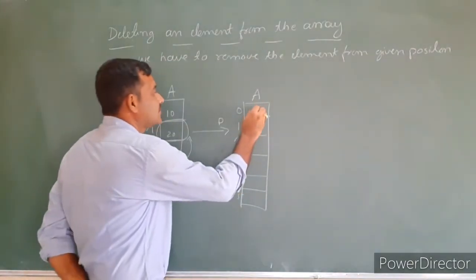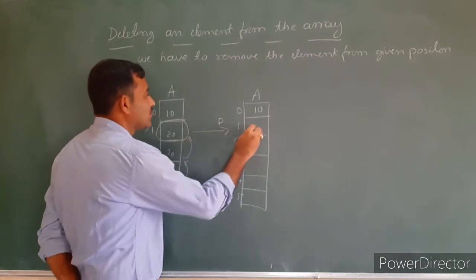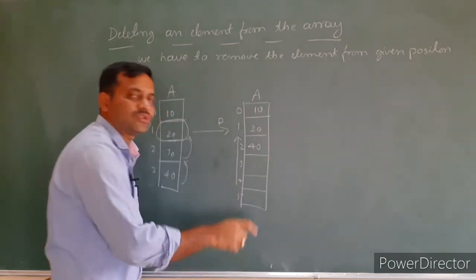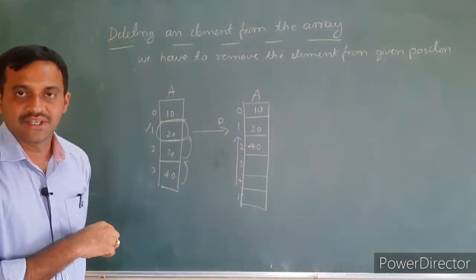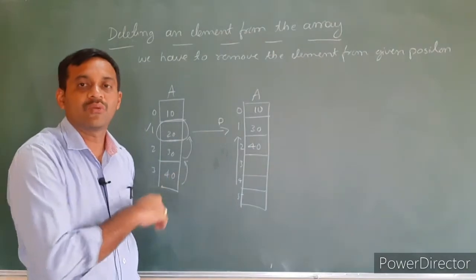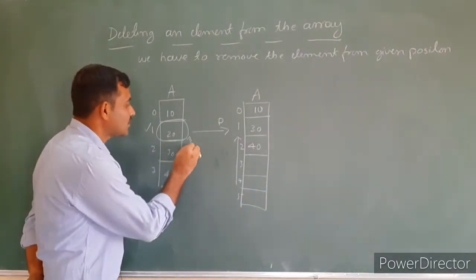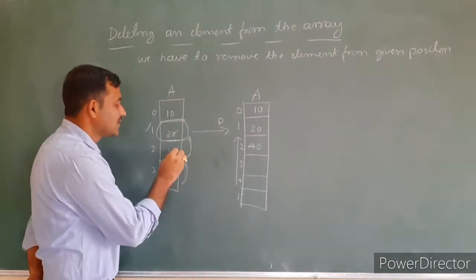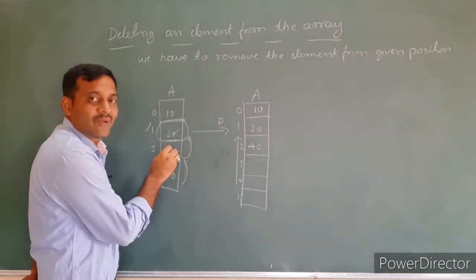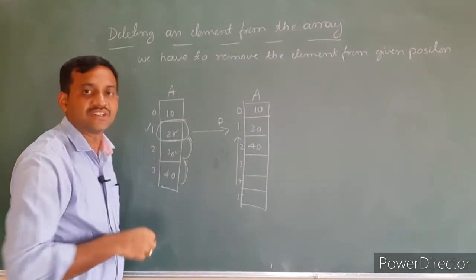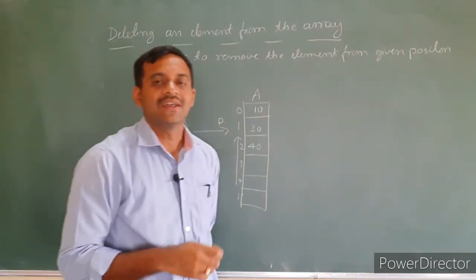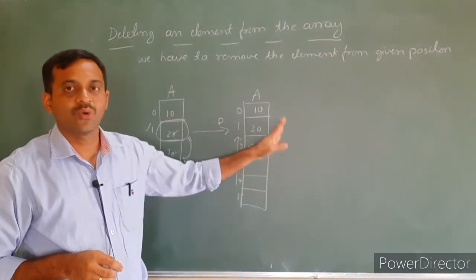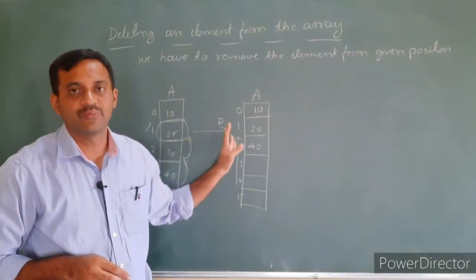We have to shift the elements. So 30 is shifted to the second position, then 40 is shifted to the third position. Overwriting replaces the old values. If you overwrite 20 with 30, then 20 is removed. Then 40 overwrites 30, so 30 is removed, and 40 is the value present in the third position. Like this we remove the element from the given position.